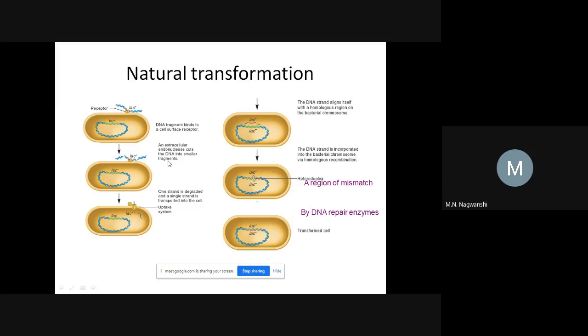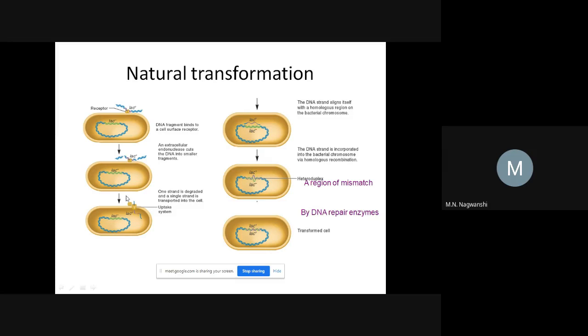So what does this do? This receptor molecule cuts the DNA into smaller fragments. Out of the two strands, one strand is degraded and a single strand is transported into the cell.